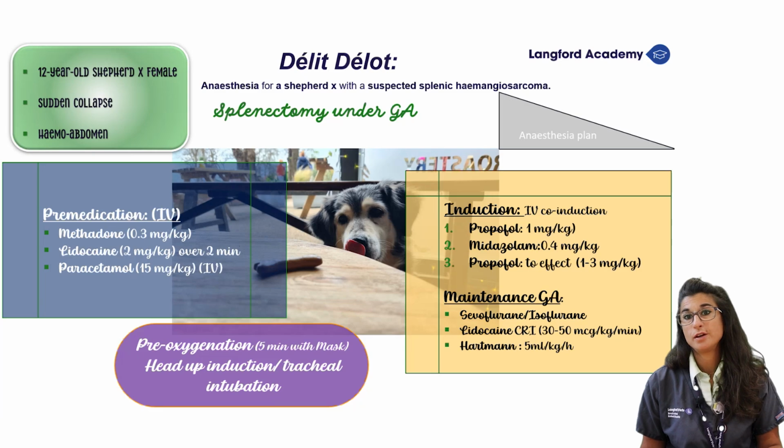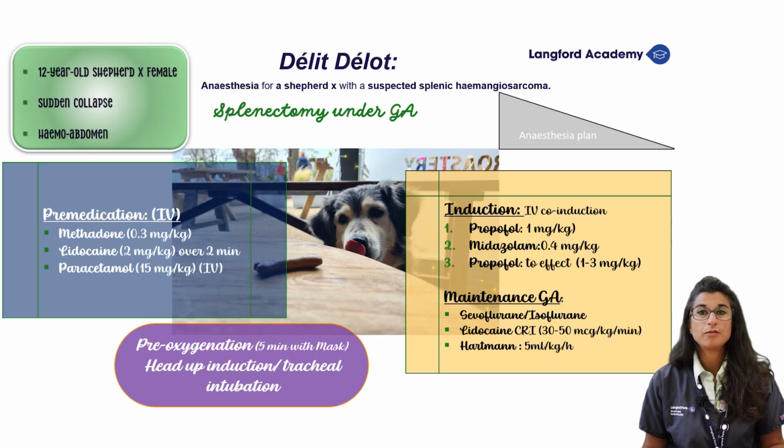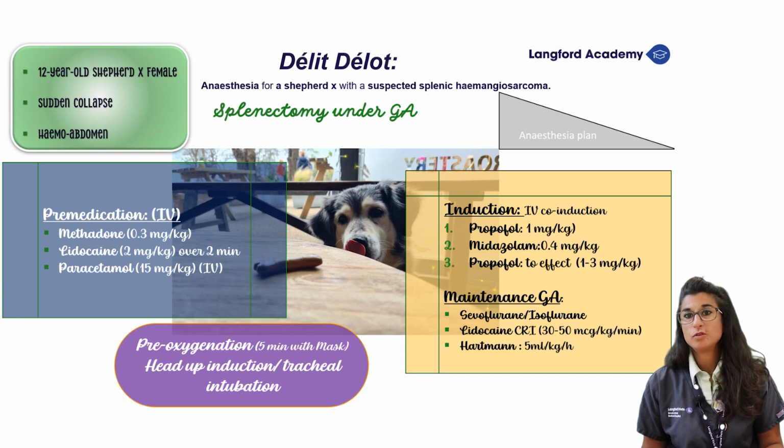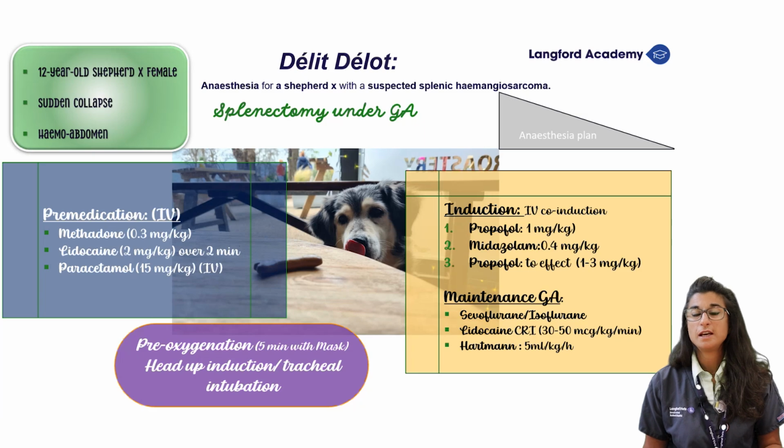And if you need further, you can top up with propofol to effect. Usually when the patient is very sick and old, just 1 mg per kilo of propofol and 0.5 mg per kilo of midazolam is enough. And then to maintain the GA, sevoflurane, isoflurane, there is no specific consideration there. You can use either way.